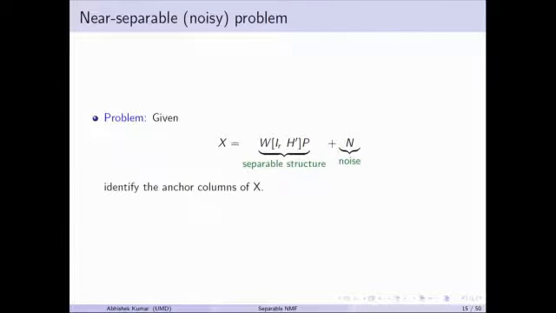Now, so far we saw a pure separable problem. In the noisy problem, yes. But there could be exponentially many vertices. How does that scale?